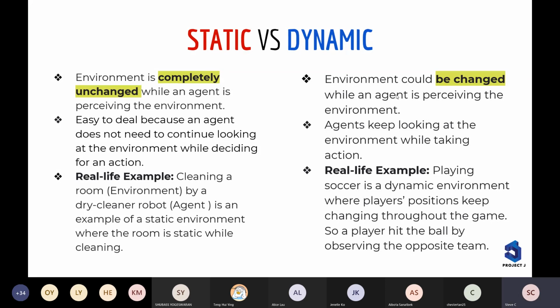Now, how about a dynamic environment? The environment could change while an agent is perceiving the environment. Agents keep looking at the environment while taking action. An example over here would be playing soccer, where the players' positions keep changing throughout the game, right? You would need to constantly observe where your opponent's players are to decide whether you want to shoot the ball at the goal or pass it to your teammate, right? So that's a dynamic environment.